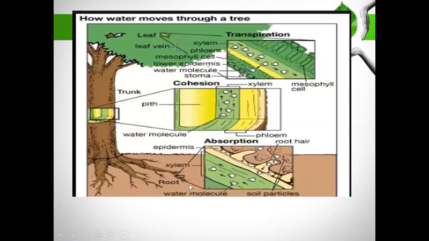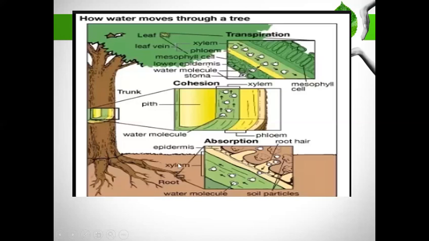Root hair cells are found in the roots of the plant, which are attached to the soil. These root hair cells, as they have a large surface area, absorb a high amount of water by the process of diffusion or osmosis. After that, this water enters into the cortex of the root, and then it enters into the xylem vessel.